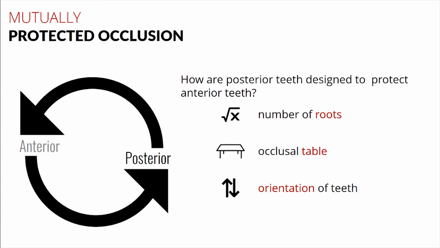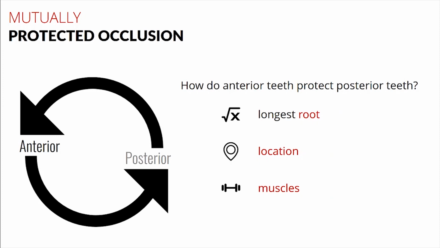Just a quick summary. Mutually protected occlusion: posterior teeth protect anterior teeth because they have more roots, the occlusal table is wider, and the direction of force is oriented more ideally in a vertical direction. Whereas the anterior teeth protect the posterior teeth. We want to take a look at the longest root, especially the canine. In a lateral movement, the canine is able to withstand lateral forces and separate the back teeth. And then we're moving the contact points anteriorly, and we also know that we decrease muscle activity.